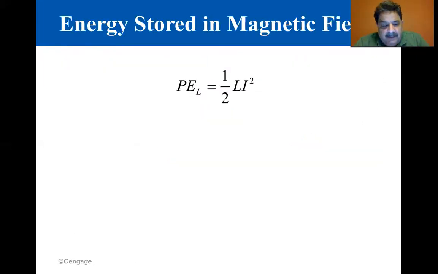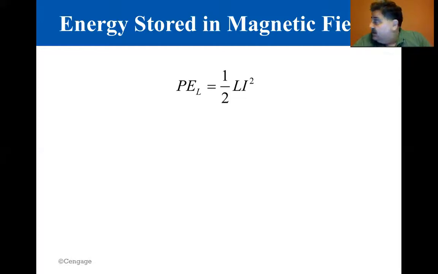Now, this is actually section 20.7, energy stored in magnetic fields. The EMF induced by an inductor prevents a battery from establishing an instantaneous current in a circuit. The battery has to do work to produce a current. We can think of this needed work as energy stored in the inductor in its magnetic field. The energy stored by an inductor is given by the equation shown here: PE of the inductor is equal to 1/2 L I squared.